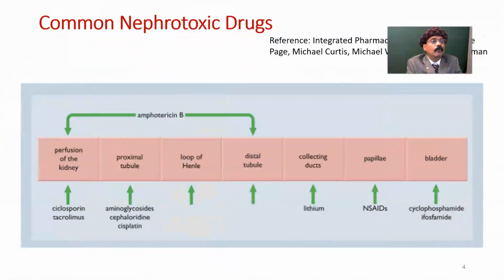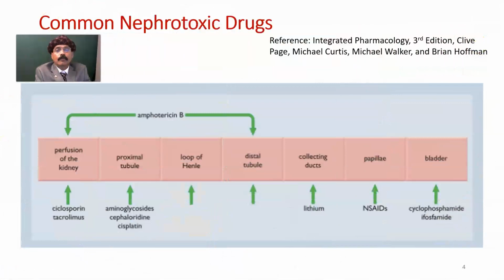Now we look at the site of action of common nephrotoxic drugs. Amphotericin B nephrotoxicity may happen in the perfusion of the kidney, proximal tubule, loop of Henle, and distal tubule of the nephron. Perfusion of the kidney is also hampered by cyclosporin and tacrolimus. Aminoglycosides, cephalosporin, and cisplatin damage the proximal tubule of the nephron. Lithium acts on the collecting duct and may damage that part. Lithium use may lead to diabetes insipidus.